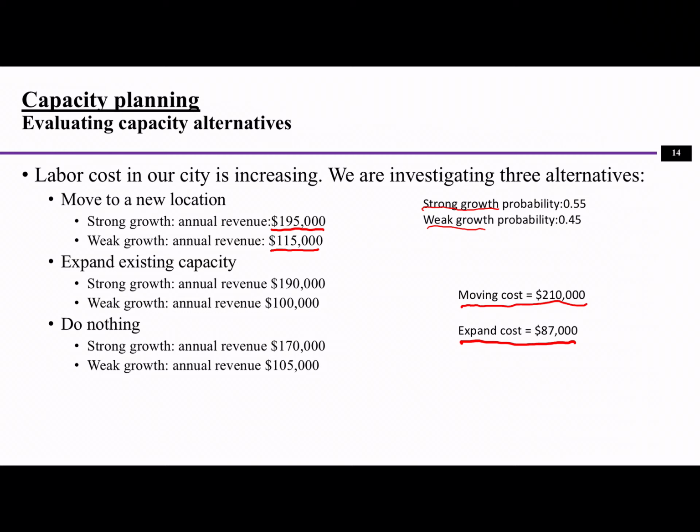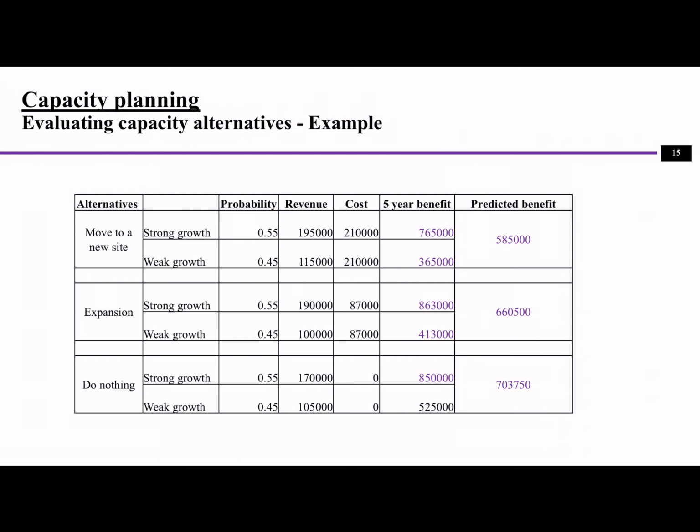All right, same with this. We have the probability of strong growth and weak growth. Now we need to find out how much revenue is actually generated based on the strong growth probability with strong growth revenue, and based on the weak growth probability with weak growth revenue. Then we come up with this table.